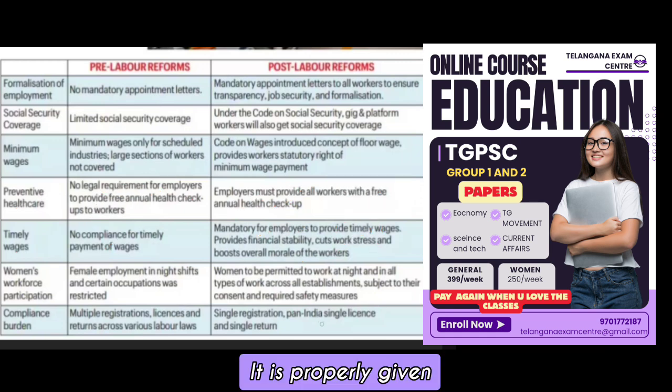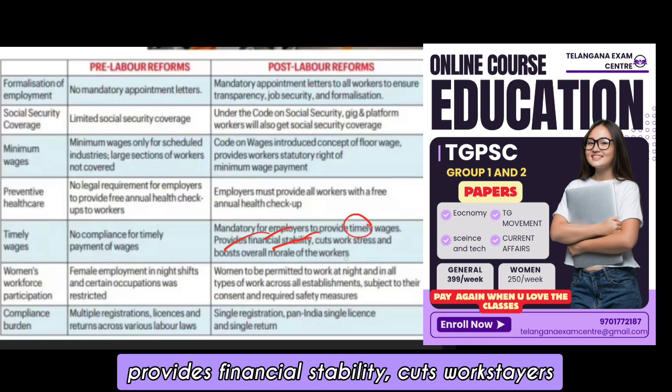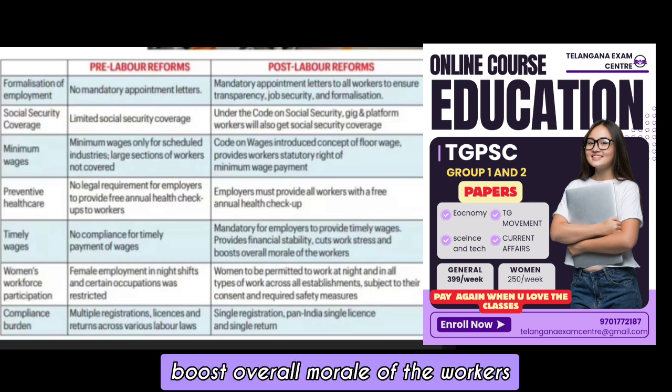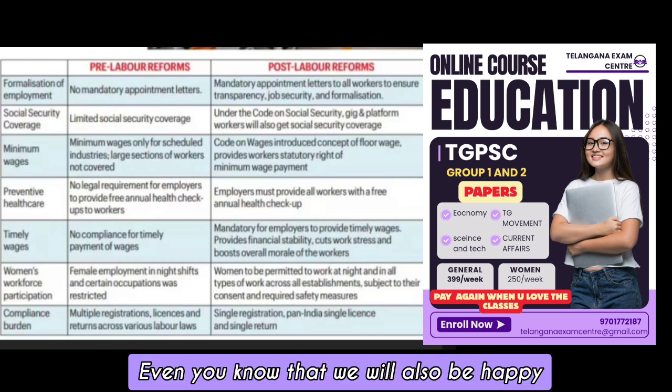It is properly given that it is mandatory for the employers to provide timely wages. It provides financial stability, cuts work stress, and boosts the overall morale of the workers. Okay, time pe paise de do. Everyone will be happy. Even you know that we will also be happy.